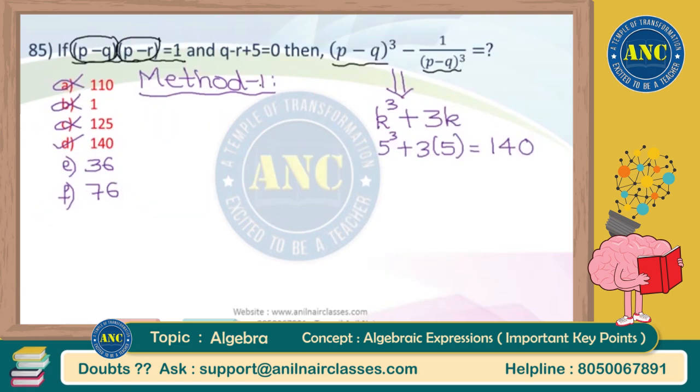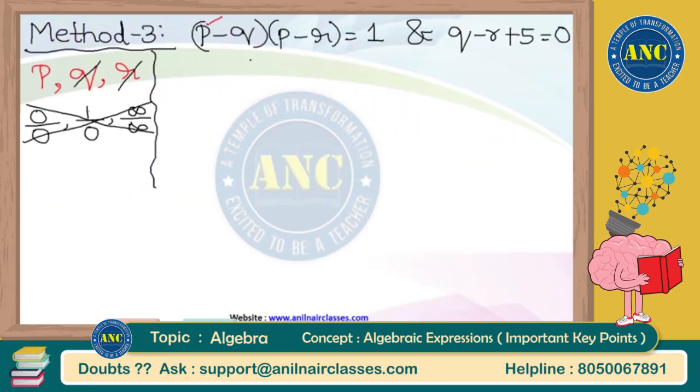Now see here, this condition is given in the question: (p minus q) into (p minus r) equal to 1. I wrote it in method 3. This other condition, q minus r plus 5 equal to 0, that I also wrote. Let me write down this also. (p minus q) whole cube minus 1 by (p minus q) whole cube is what I need to find in the question.